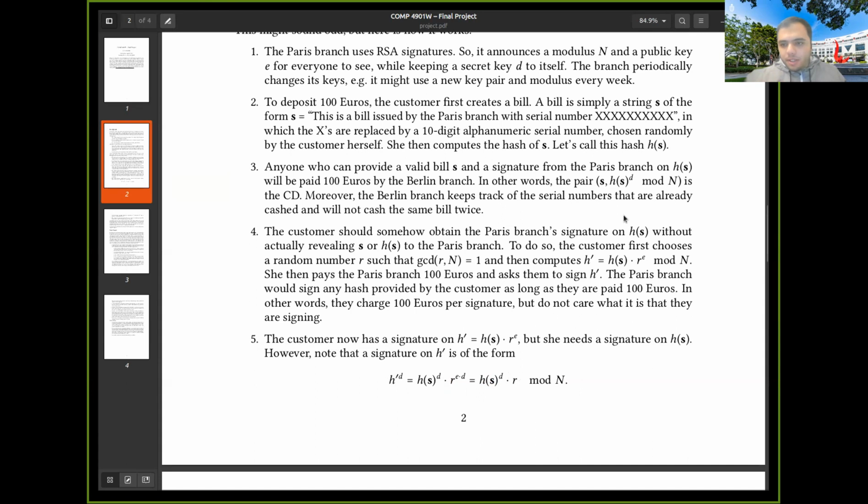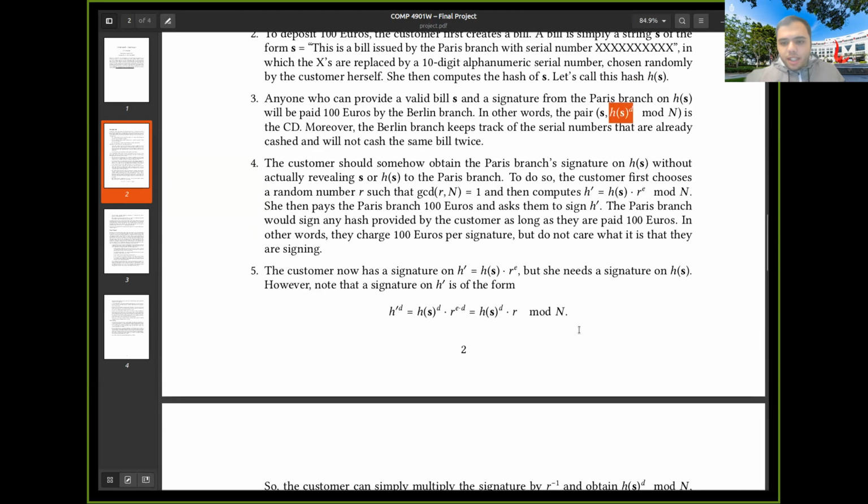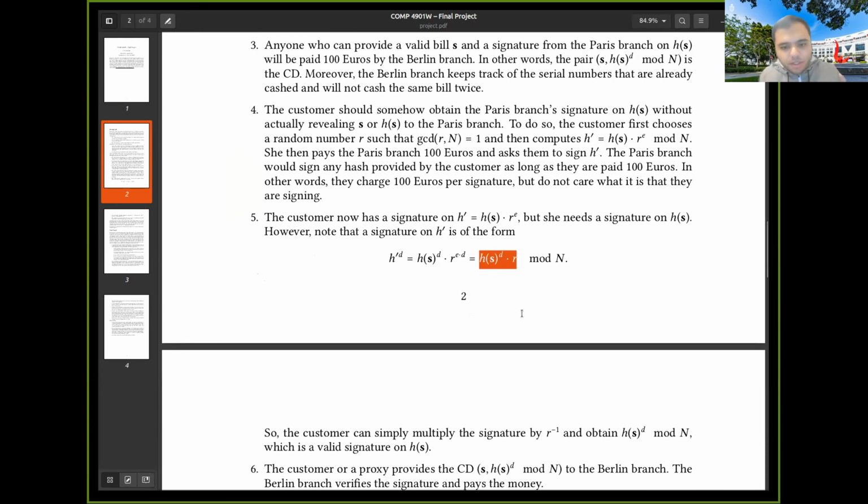But what did we want? We wanted H to the power of D, because that's the signature on the hash that we need. So what we're getting is just a factor of R different from what we actually wanted. So we can just divide this by R, or in other words, multiply it by R inverse, which is the modular multiplicative inverse of R. And this would give us the hash of S to the power of D, which is what we wanted. This is a valid signature on the hash of S.